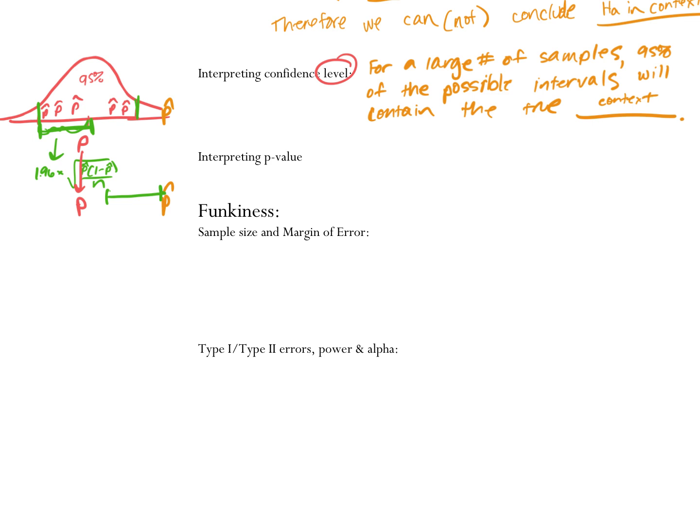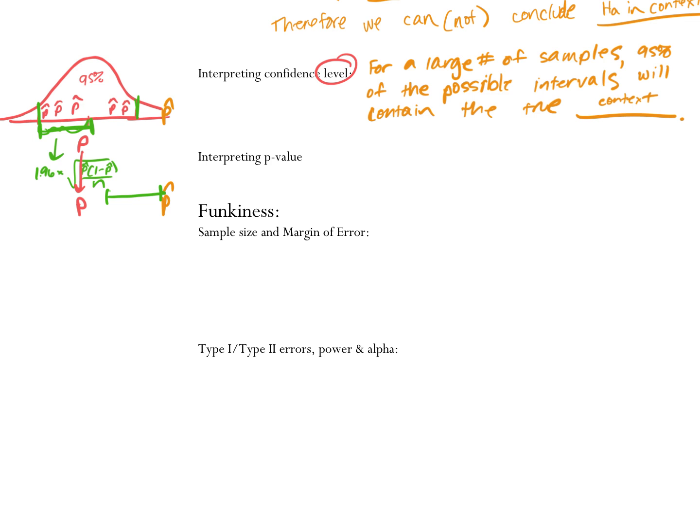So if I'm estimating what percent of people are going to vote for some sort of local issue, 95% of the intervals will contain the true proportion of people who would vote yes on that particular issue.